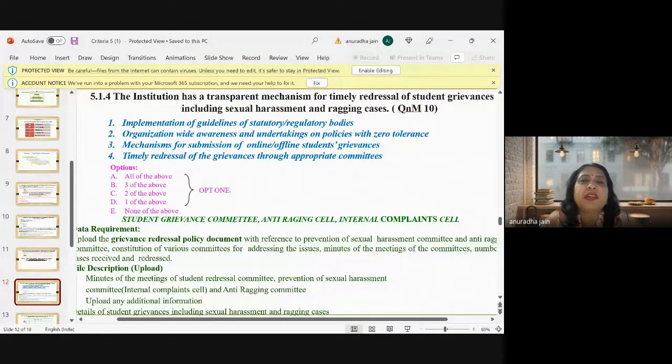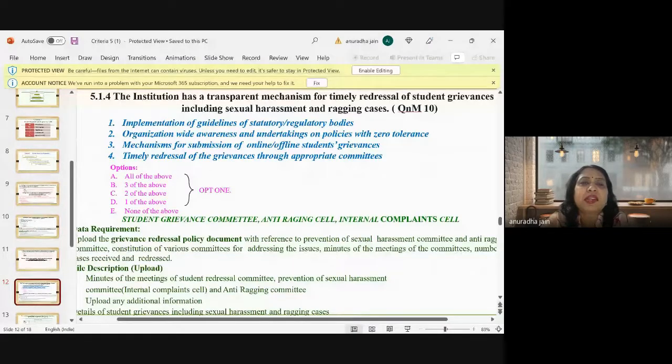First is implementation of guidelines of statutory regulatory bodies. That means that all guidelines are disseminated to the students. All implementation is there. All rules and regulations of the statutory regulatory bodies are followed properly.